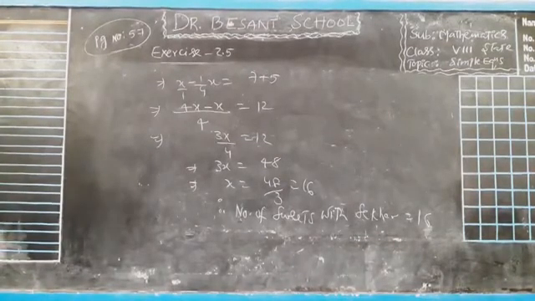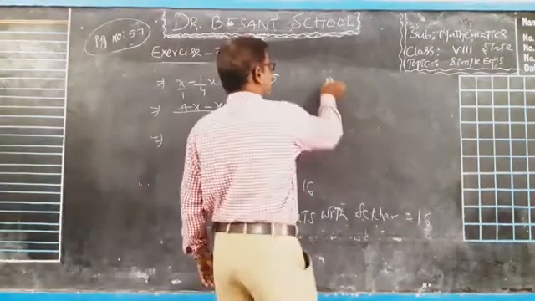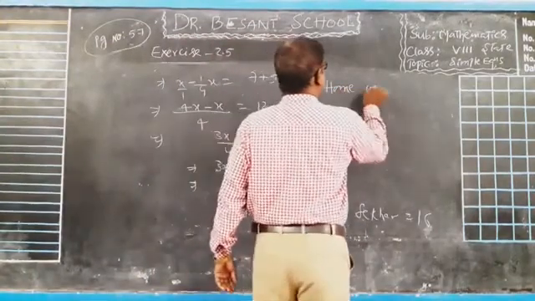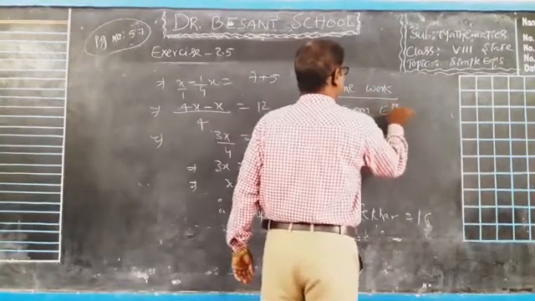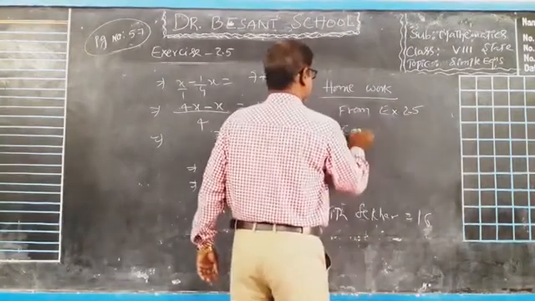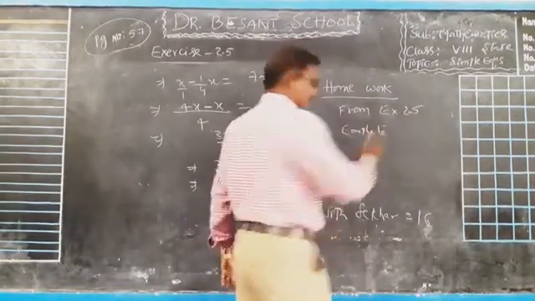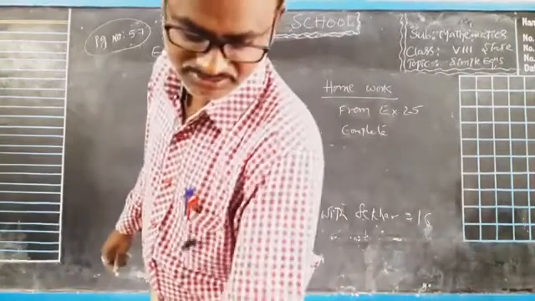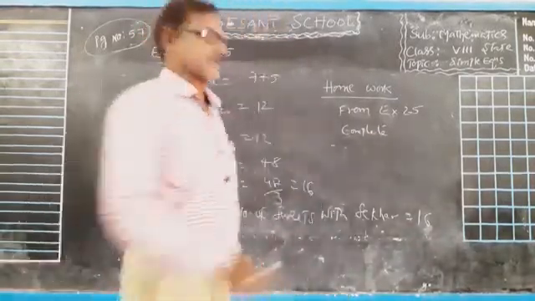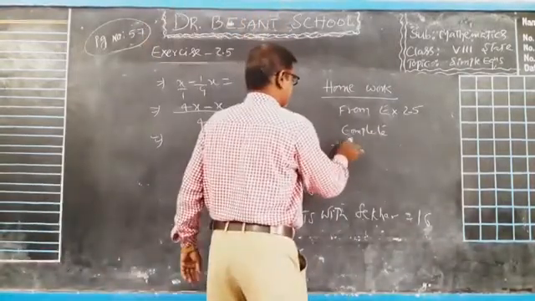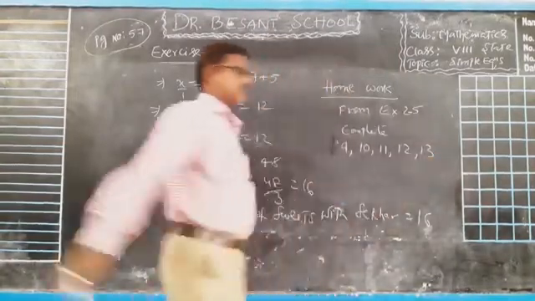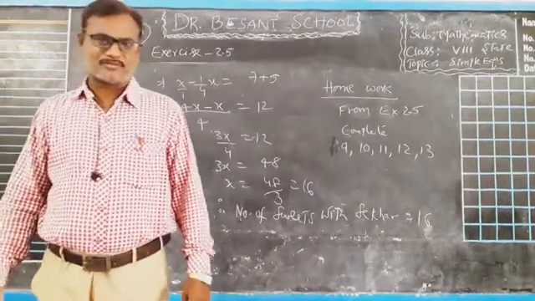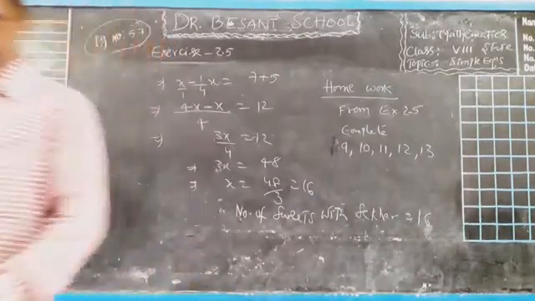So children, what I have explained in today's class, I hope that you have understood very well. My today's homework is from exercise 2.5, complete the problems 9, 10, 11, 12, 13. So this is my today's homework children. Thank you one and all.